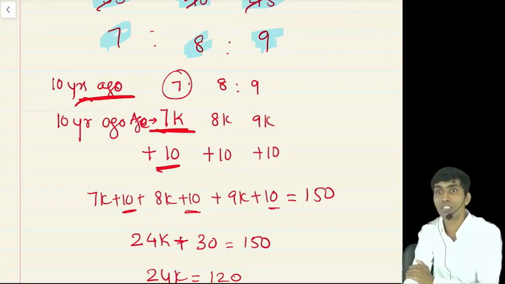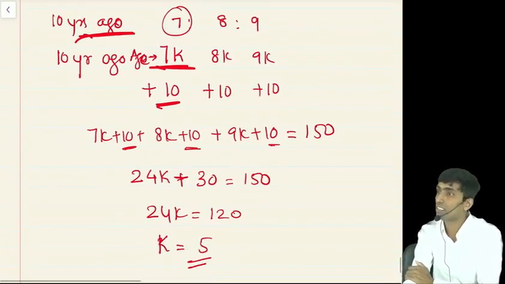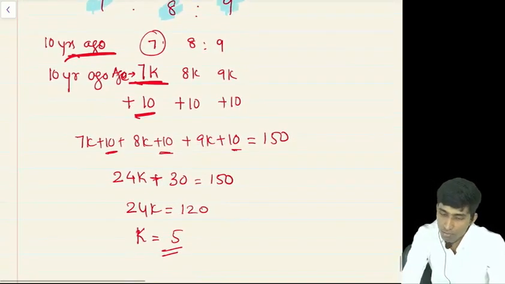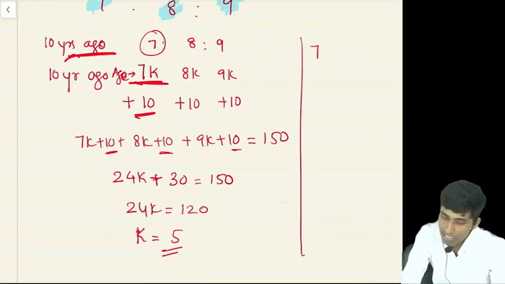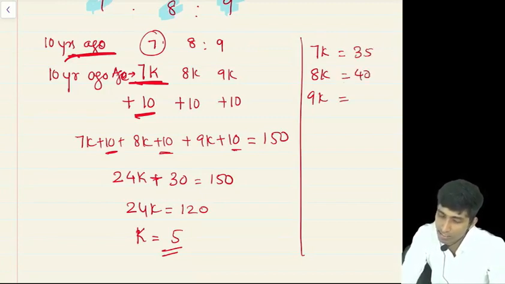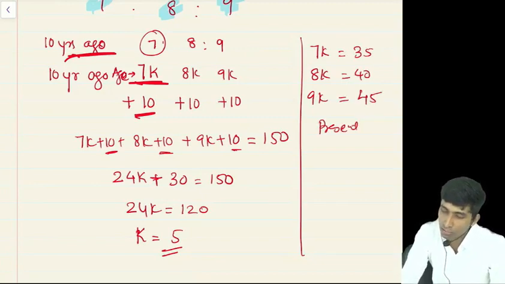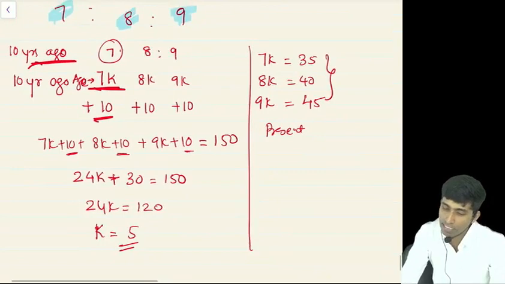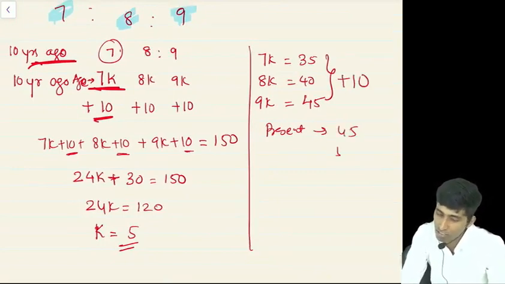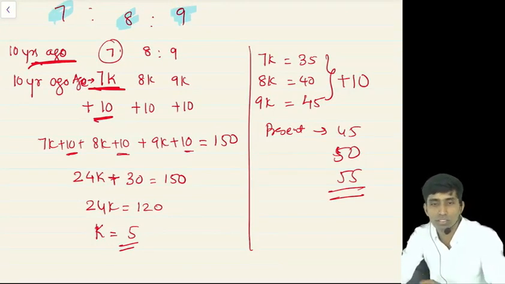Have you understood? Easy. So this also, if you want, you can try. 7K, 8K, 9K. This is 35. This is 8 5s are 40. This is 45. Present age. In all this, you have to add what? Plus 10. In all this, you have to add plus 10. So present age is 45, 50, and 55. Wow, what a sum.